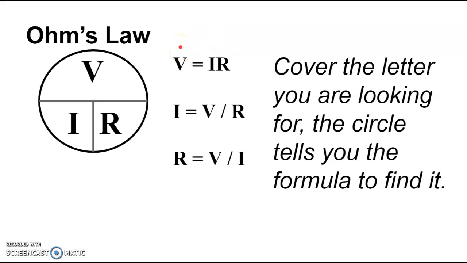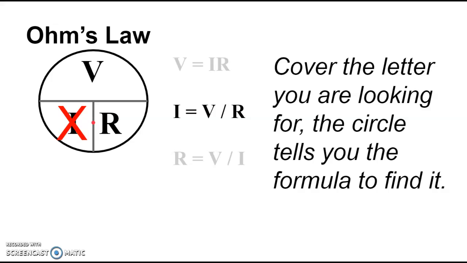The way this works is you simply cover the letter that you're looking for in the circle, and that tells you how to find that value. So for example, if I wanted to find the voltage, if the problem was asking about how many volts something is in a circuit, I could cover the V. That leaves me with I. This line right here represents multiply, and then R. So voltage is equal to current times resistance.